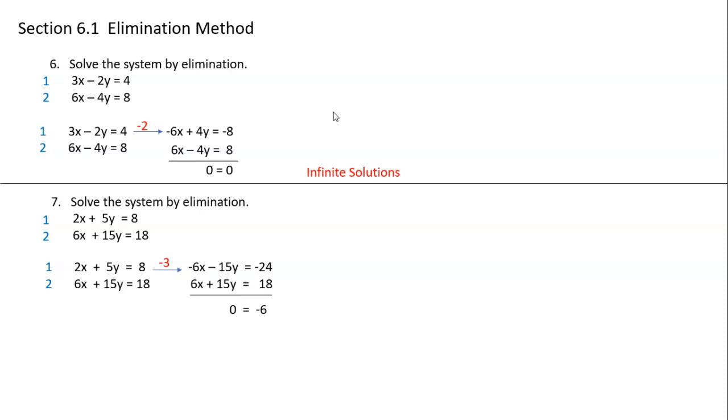Negative 15y plus 15y is 0. Negative 24 plus 18 is negative 6. This answer is not a true statement. 0 is not equal to negative 6. So whenever you get something like this that is not a true statement from the get-go, it is saying that these two lines have no solution.